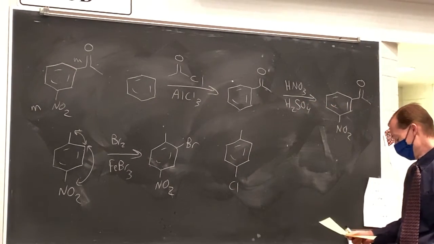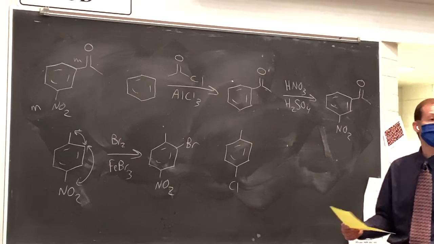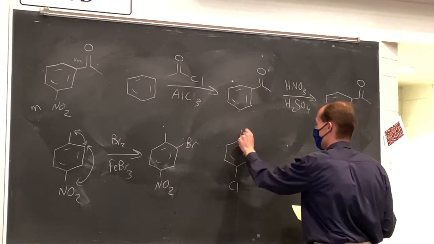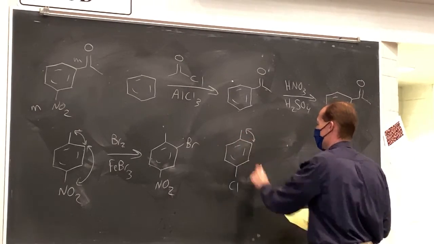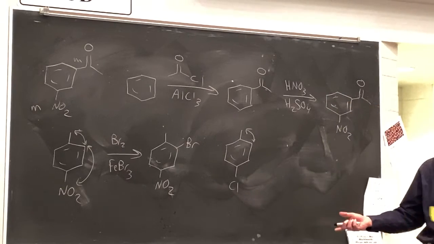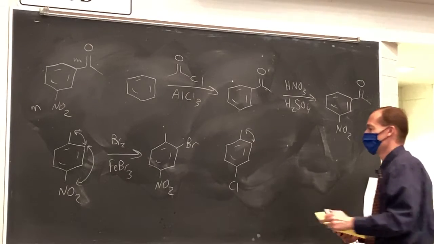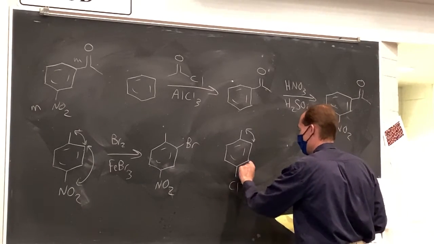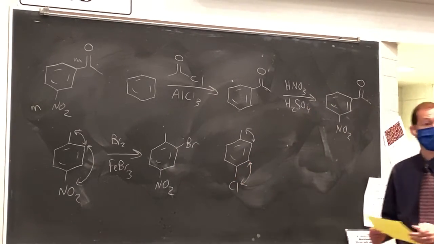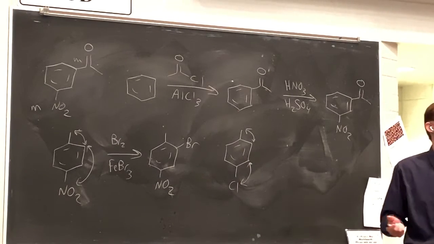Okay, so here we've got para-chlorotoluene. The methyl group is going to direct ortho. Chlorine is an ortho-para director. It's a deactivator, but an ortho-para director. And so this chlorine is going to direct to this carbon. So we have opposing directing effects.